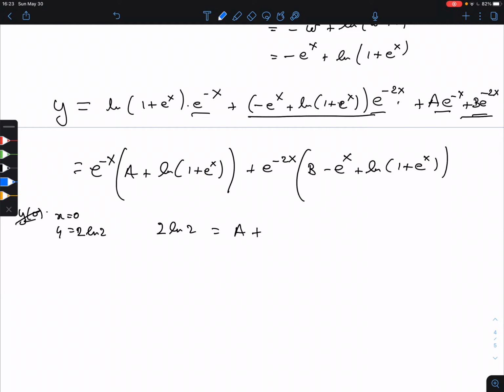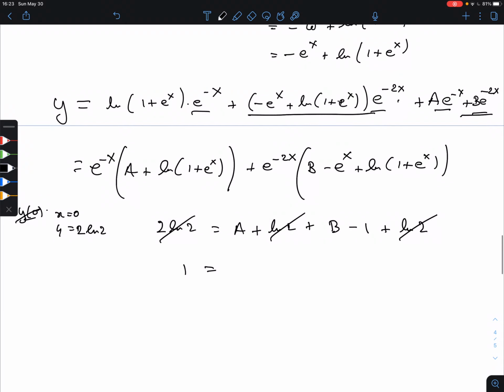So this is a plus ln 2, plus, and what we get here, e to the power 0, that is 1, plus b times minus 1, plus ln 2 again, right? So the 2 ln 2s cancel with this, and so we get that 1 is equal to a plus b. Okay, that's a nice equation.